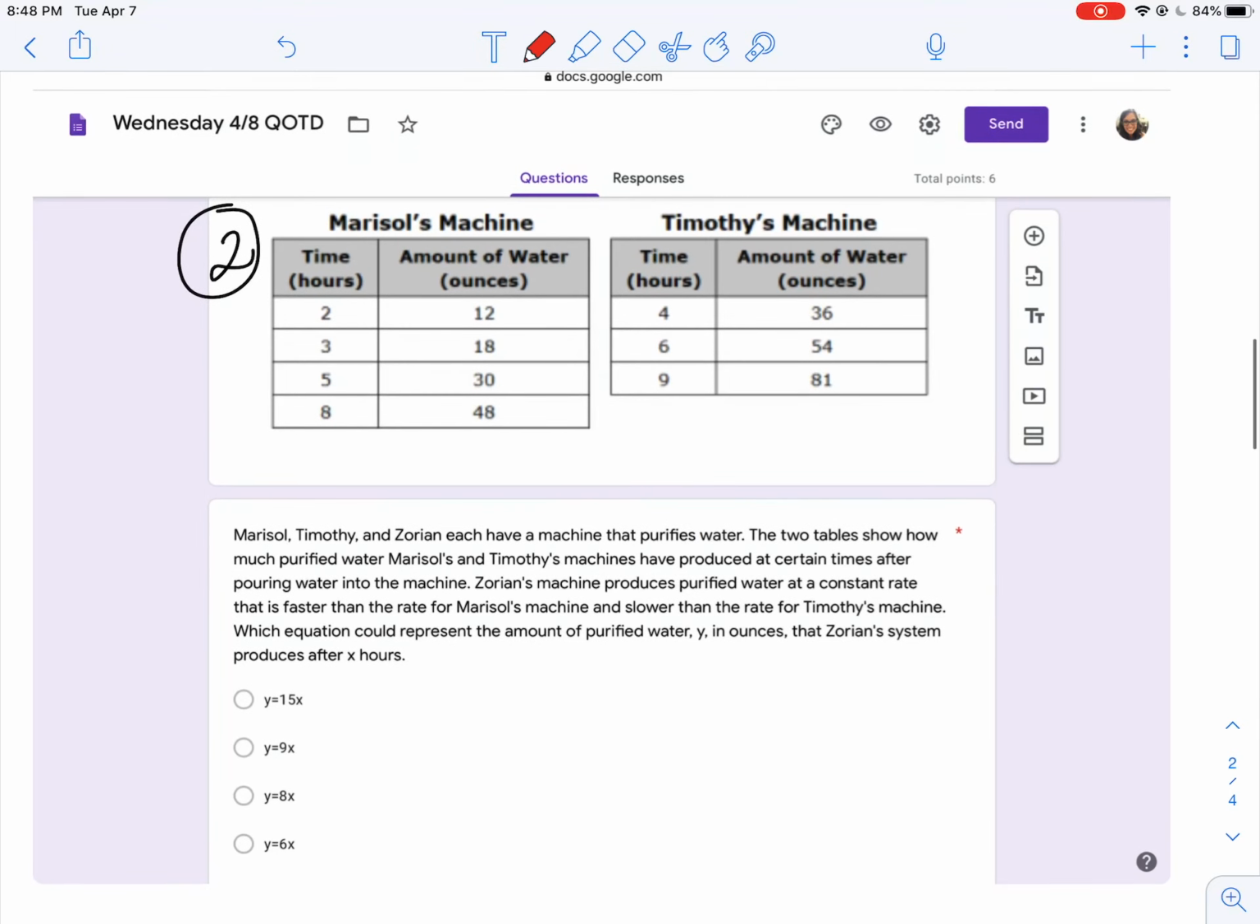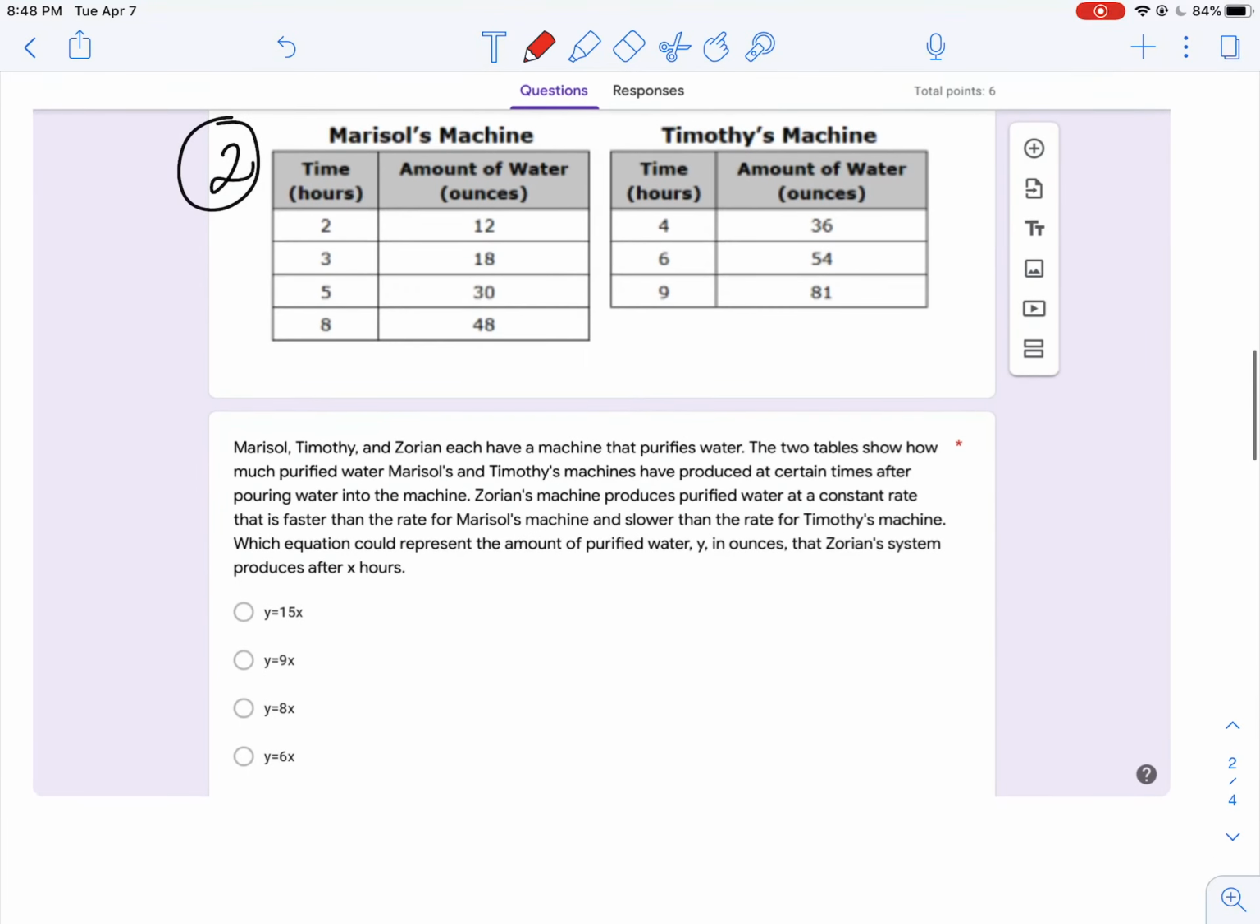If we look at question number 2, it wants you to use the tables to answer the question. So it says, Marisol, Timothy, and Zorian each have a machine that purifies water. The 2 tables show how much purified water Marisol's and Timothy's machines have produced at certain times after pouring water into the machine. Zorian's machine produces purified water at a constant rate that is faster than the rate for Marisol's machine and slower than the rate for Timothy's machine. Which equation could represent the amount of purified water Y in ounces that Zorian's system produces after X hours?